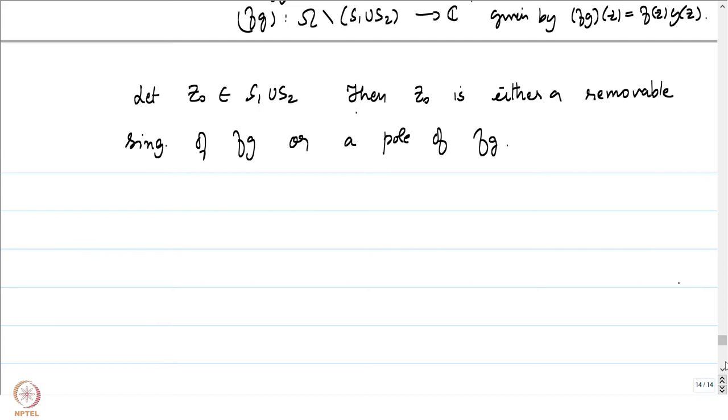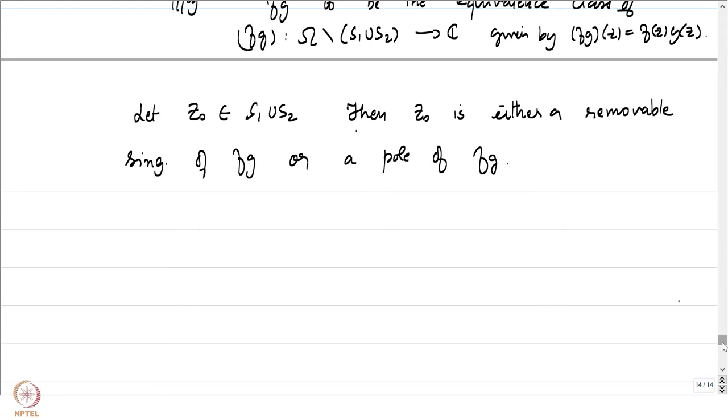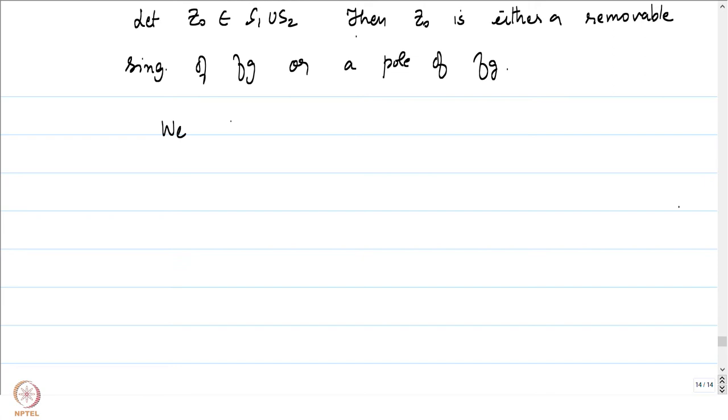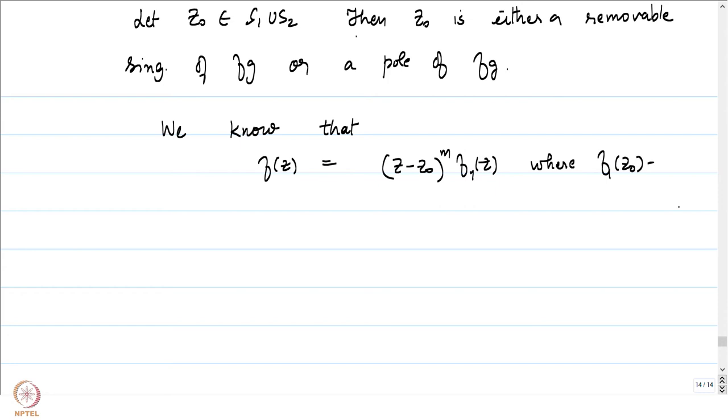We know the behavior of our functions f and g in a neighborhood of z0, right? Now that we have written an order of the zero and the pole, we can write this function f of z as being equal to z minus z0 to the power m times f1 of z, where f1 of z0 is not equal to 0. And m is either non-negative or negative, based on whether z0 is a removable singularity of f or a pole of f.